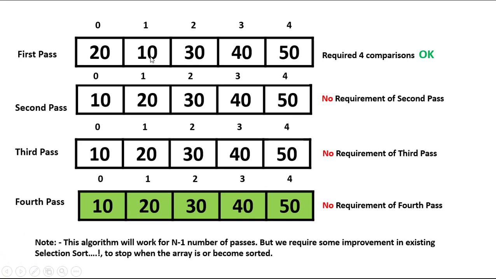In the first pass, suppose this is the case where we have 20, 10, 30, 40, 50, and we get the array in this way. After the second pass the output is sorted, but selection sort will again execute for the third pass and again for the fourth pass. There is no check in selection sort. So this algorithm will work for n minus 1 number of passes, but we require some improvement in existing selection sort to stop when the array is or becomes sorted. If you can do it, then try it.